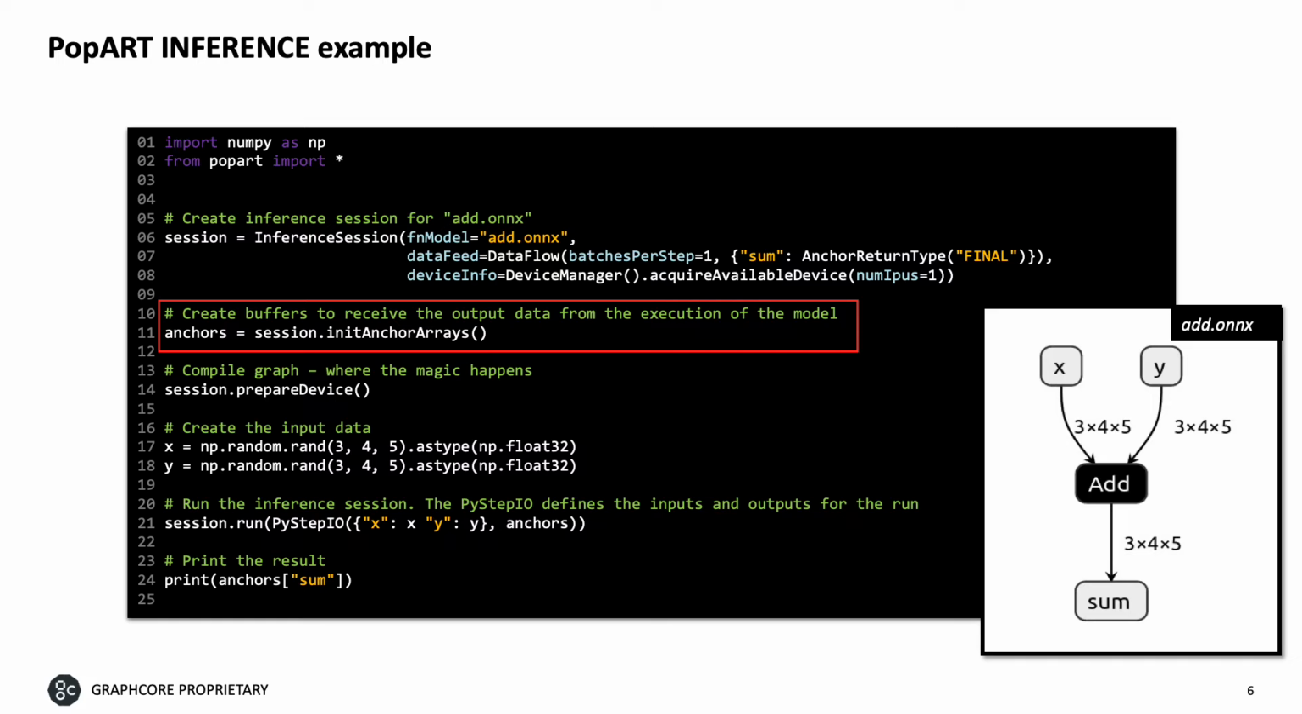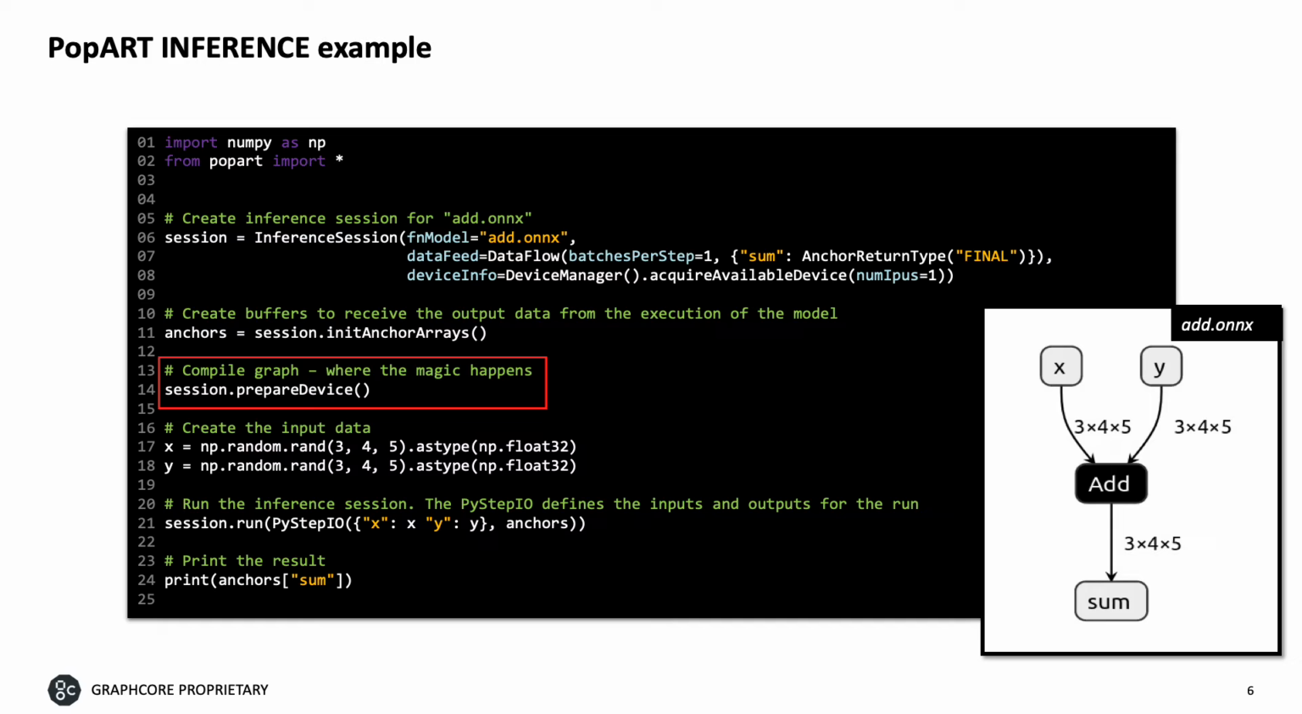Once we have created the session, we use init anchor arrays to initialize the host buffer to store the result. And the important one is line 14, where we call prepare device. It does a lot of work, including performing graph optimization and compilation, and loading the graph onto the device. Once it has completed, your IPU is ready to execute.